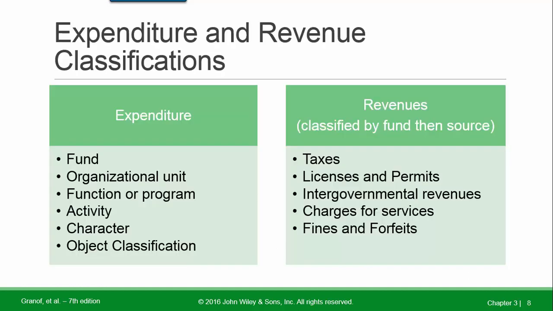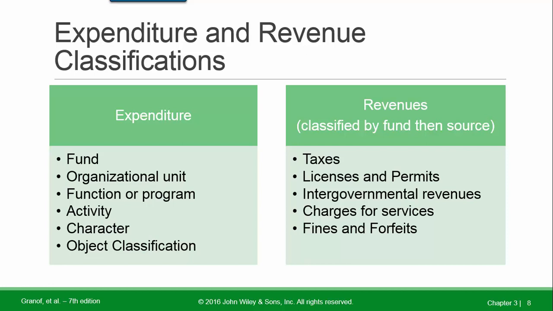Let's look at expenditure and revenue classification. Expenditures. We're drilling down from the fund. We're looking at the organization unit, the function or program, the activity, the character, the object classification. And we actually use this drilling from the fund to the object classification to set up the chart of accounts and the account numbers. Revenues classified by fund and then source.